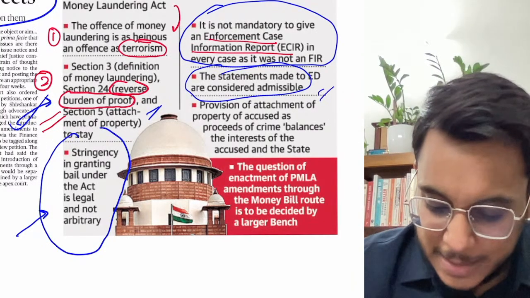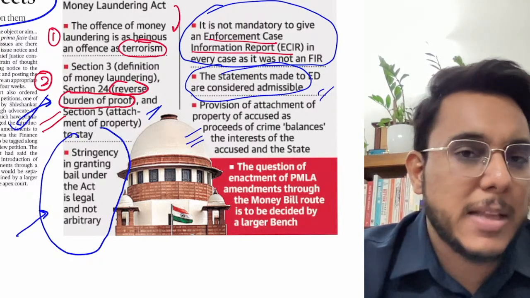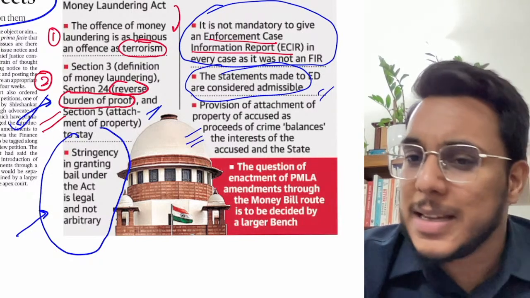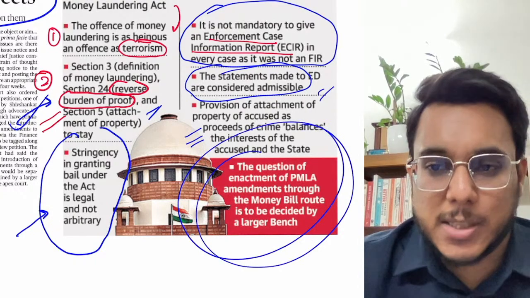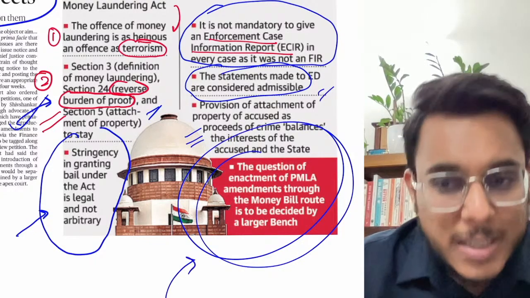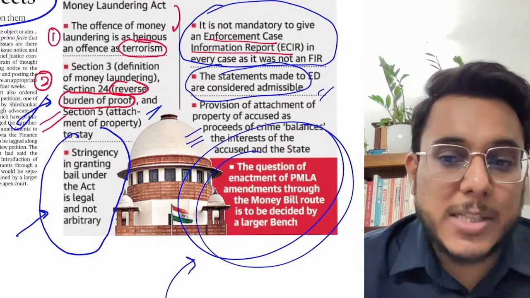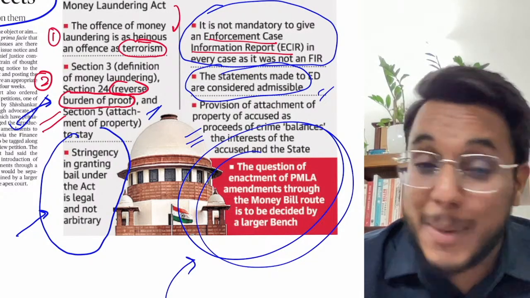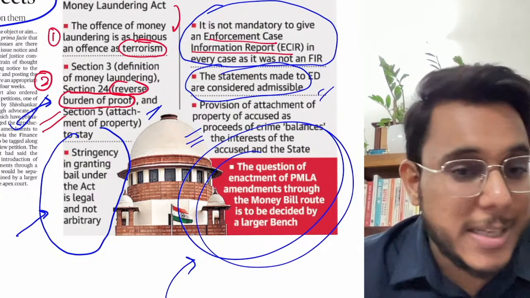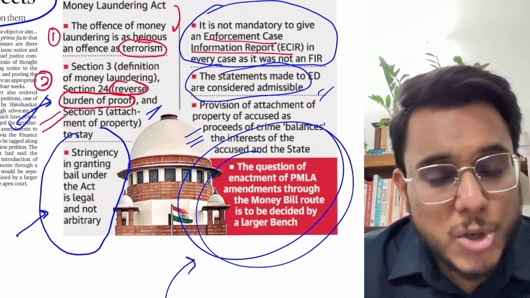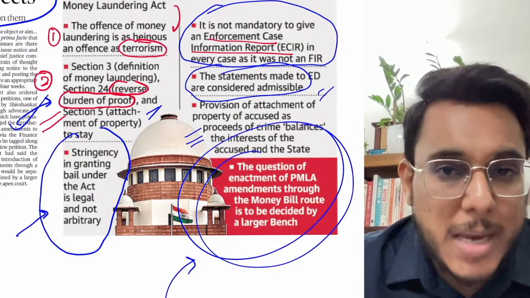Okay, then there was the attachment of property. If a person earned some property by dirty money, laundered money, that property can be attached. And then there was one more very big question that was raised. Now guys, over the years the amendments have been brought in PMLA, and these amendments have been brought by the money bill. But you know that in the money bill, these legislative issues or common issues cannot be brought. So a question was asked: was bringing amendments through the money bill correct in the PMLA?